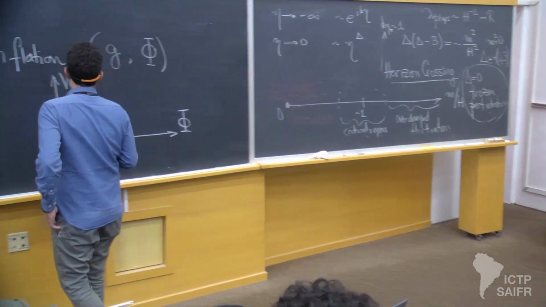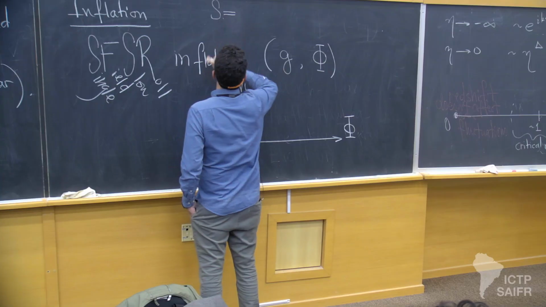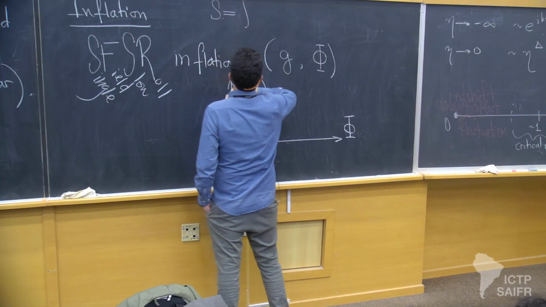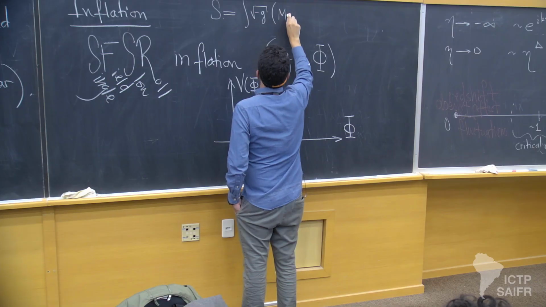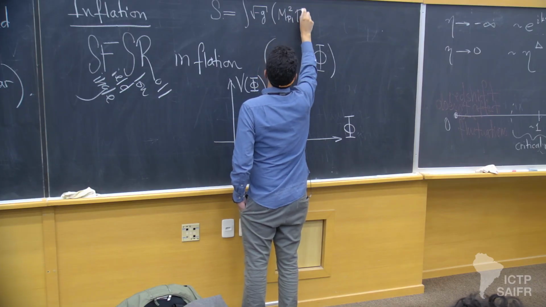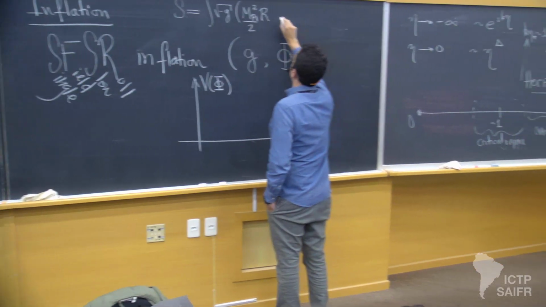So the action is really simple. The action of this theory is the integral of root g. So this one we all know and love, called gravity. I'm going to write it like this.